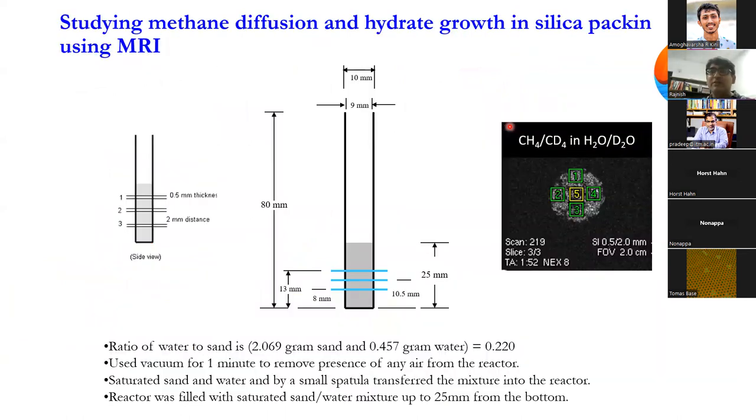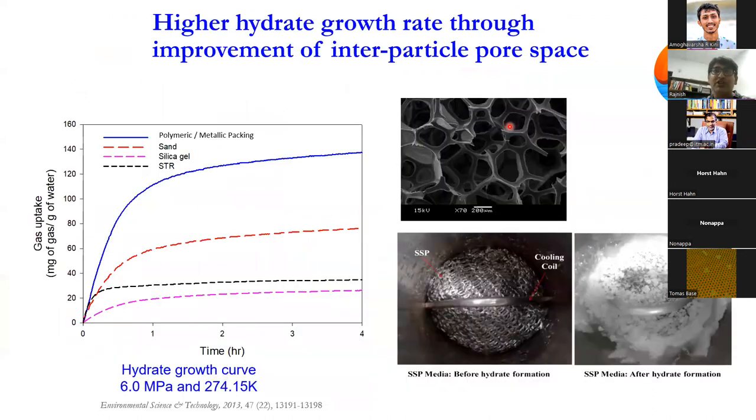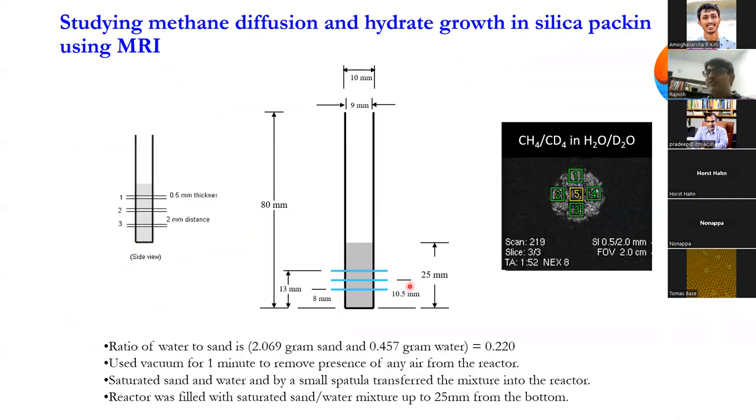Obviously, while we do a scale up, we do not lose focus on doing fundamental research. For example, we saw in one case that if you are using a packing material, a large amount of hydrate forms. So we thought, okay, the easiest packing material could be silica sand. And when we form silica sand hydrate, we see around 60% water gets converted into hydrate.